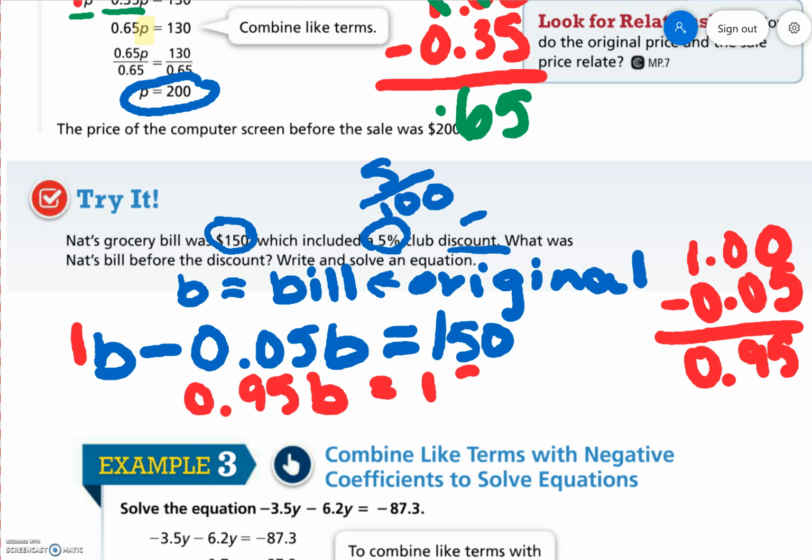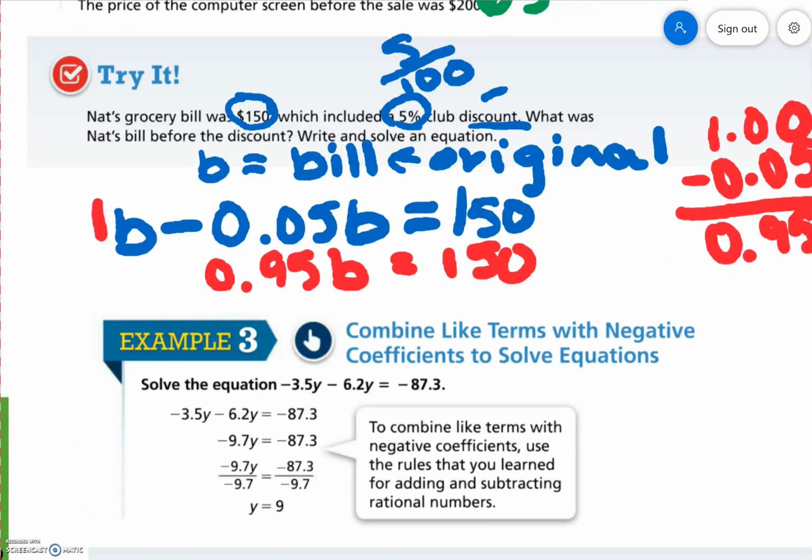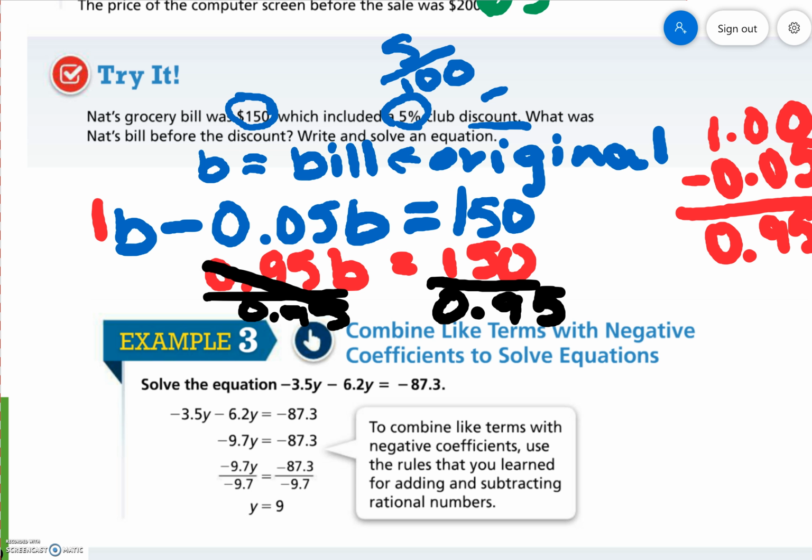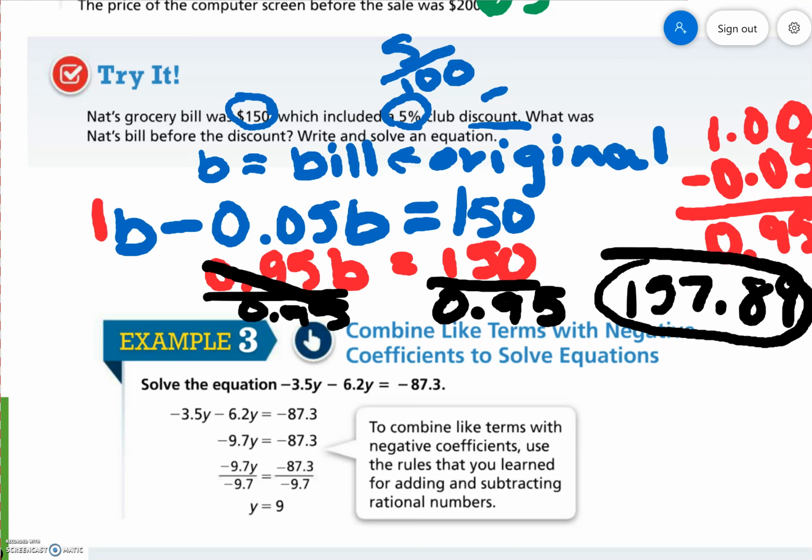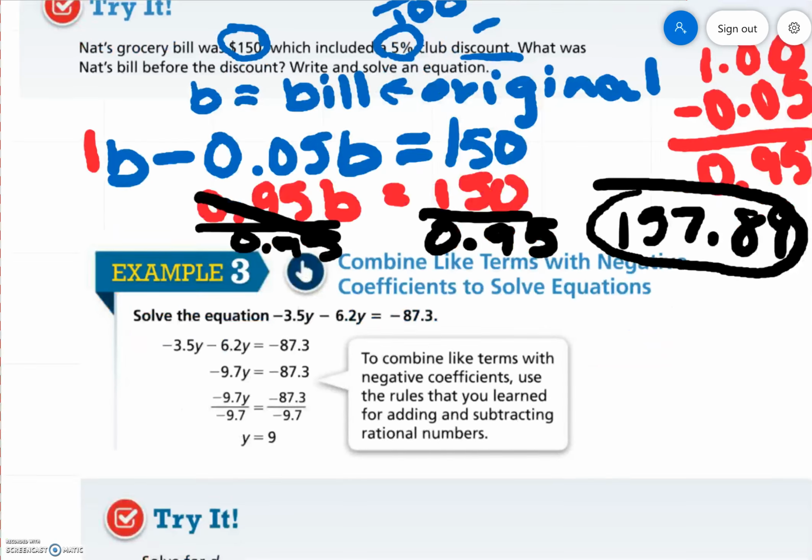So 0.95B equals 150. The opposite of multiplication is division. So we are going to divide by 0.95. Whatever you do to one side, you do to the other. So those cancel out. And I do 150 divided by 0.95. That gives me 157.89. I only round to the hundredths because it is money.